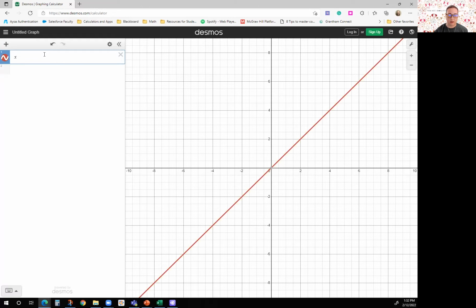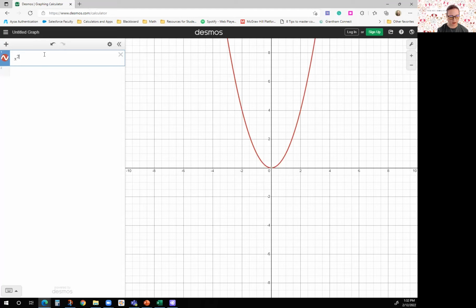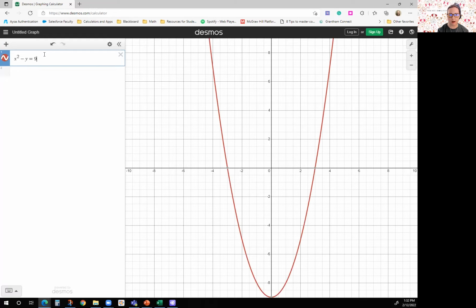And then to get into the exponent, the keyboard shortcut is the little caret symbol above the 6. So you just hit shift and then the 6 and you get up into your exponent. Then I can type that 2, and I have to hit the arrow key to get out of there. And then minus y equals 9.